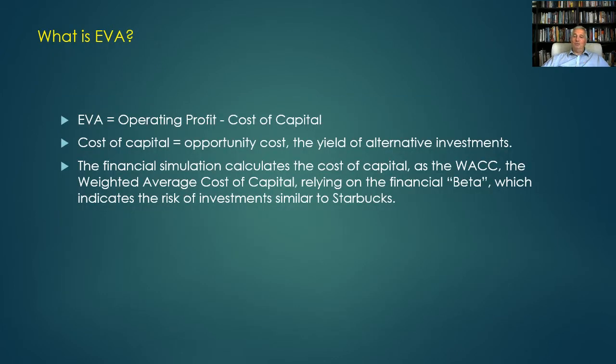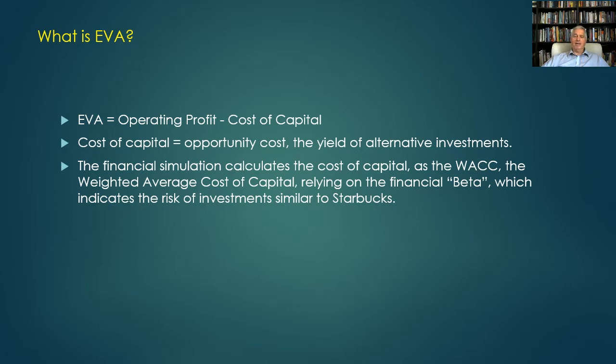Now is the time to discuss what exactly EVA is. I will not get into all the details because it is going to be too much, but the core of the EVA equation is that EVA is equal to the operating profit minus the cost of capital. Cost of capital is the opportunity cost, the yield of alternative investments. Each year, a firm creates economic value if its EVA is a positive term. In other words, the operating profit is more than the opportunity cost that investors expect to have as a return on their investment in alternative investments.